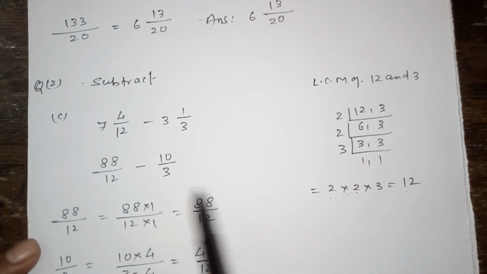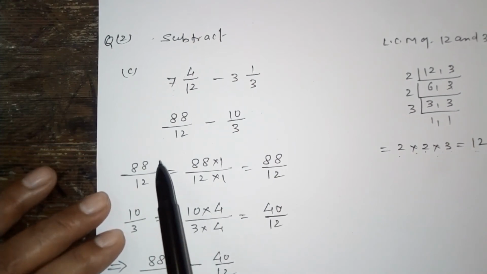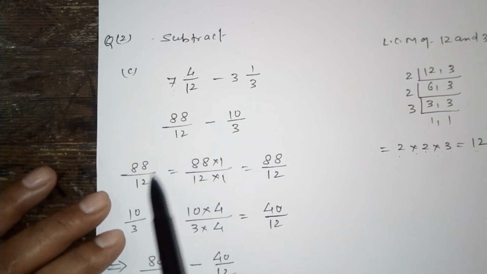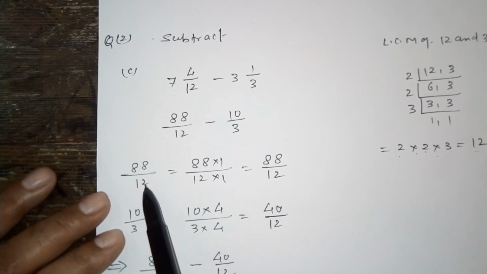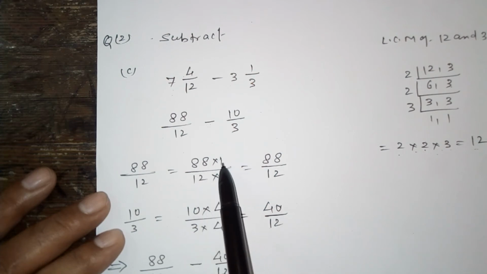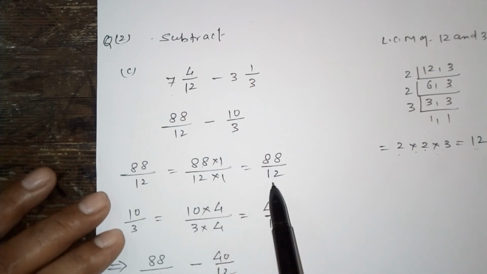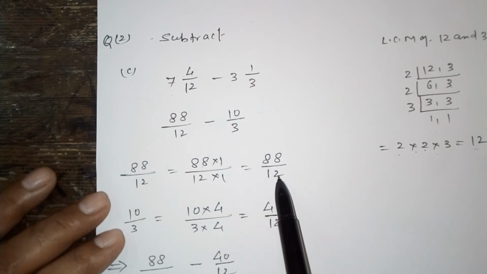LCM of 12 and 12 is 12. Okay. Now we will discuss 88 upon 12. My question is, how will you convert 12 to 12? So what will you do? For this fraction, in numerator and denominator, we will multiply by 1. 88 ones are 88, 12 ones are 12. So 88 upon 12 is equal to 88 upon 12.